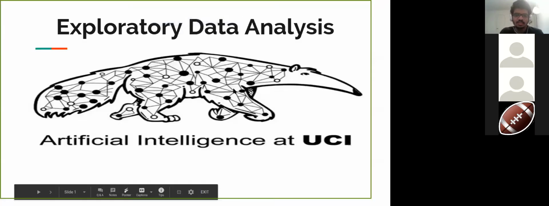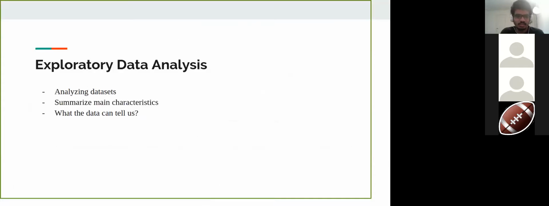Okay, so as you can see, our workshop is on exploratory data analysis. Now, what exactly is exploratory data analysis or EDA? As the name suggests, we are analyzing the data sets. Whenever we are assigned a new problem, the first thing we would want to do is get the main characteristics of the data, summarize the data in visual format so that it's easier for us to understand, and we can try to gain more information on what the data can tell us.